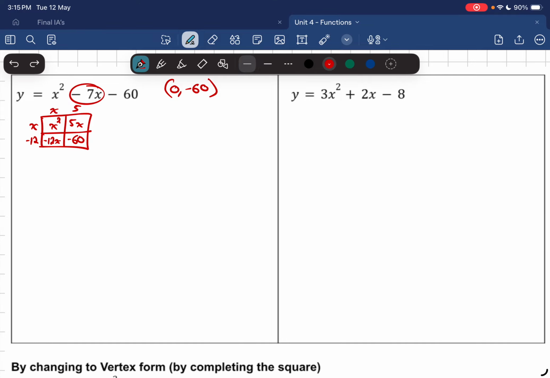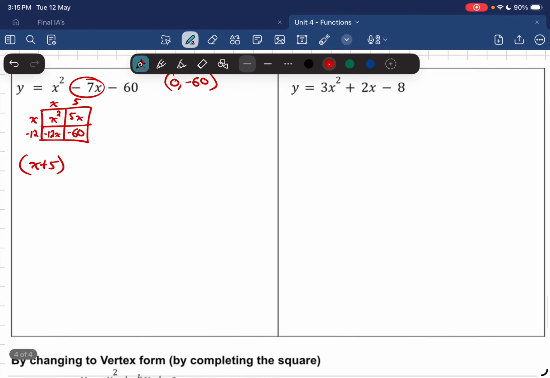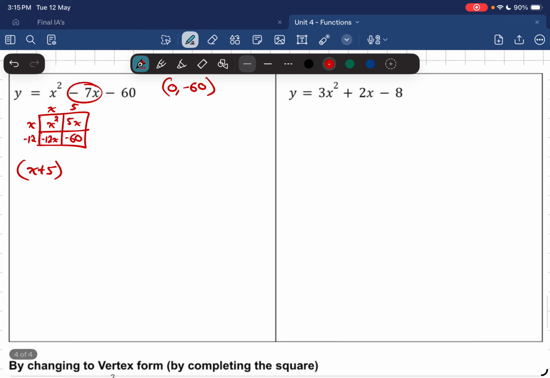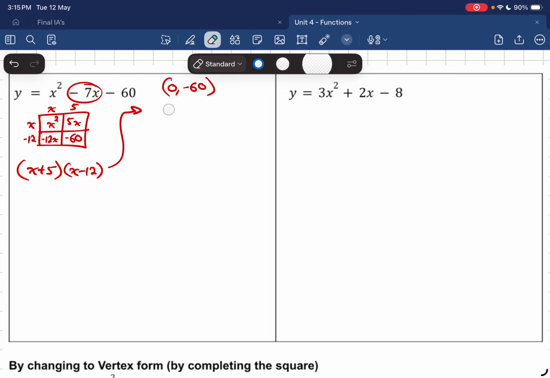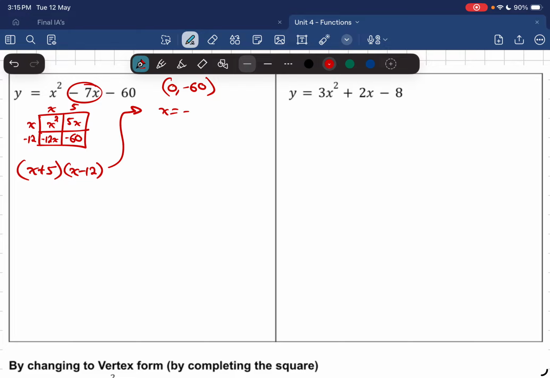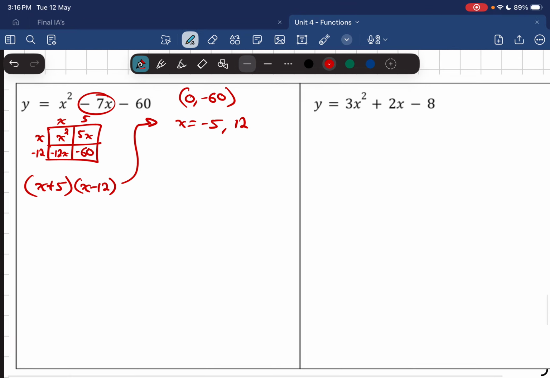So my factors become x plus 5 and x minus 12, which means I'll have x-axis intercepts, or roots, at -5 and 12. So x equals -5 and +12. The only thing we're missing now is my vertex. We can do that by completing the square.